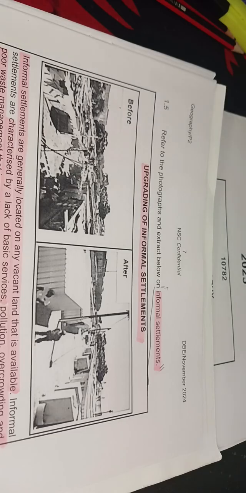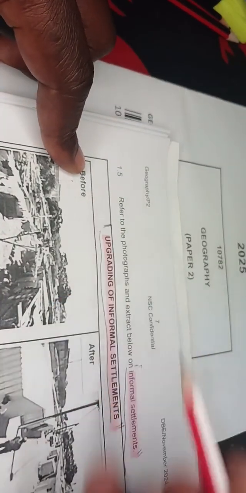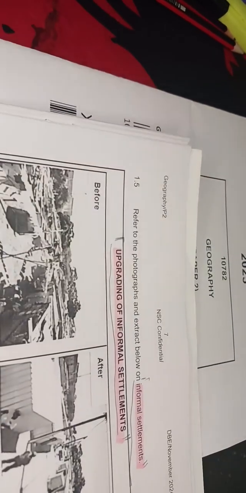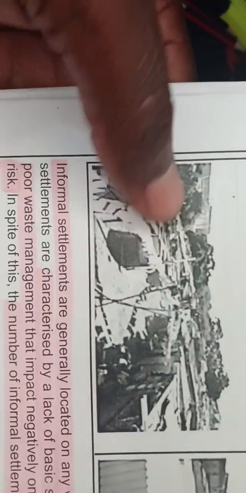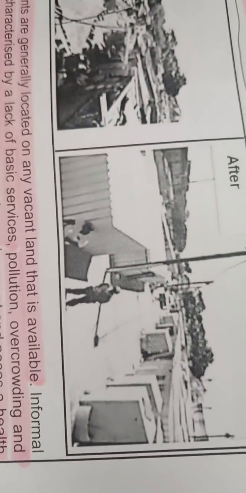Okay. Let's read now. Upgrading of informal settlement. So this should guide you. Upgrading. Of course, they are illegal. But if you can read the heading, upgrading of informal settlements. Okay, let's go now and let's read. Let's look at the picture, all right? This is before. Look at how it looked before, and look after it has been upgraded. Look at the changes that are there.